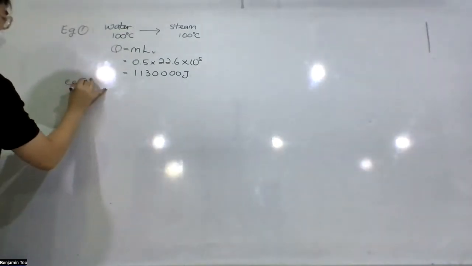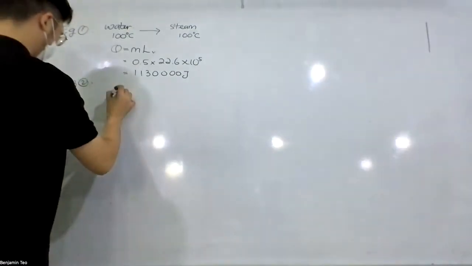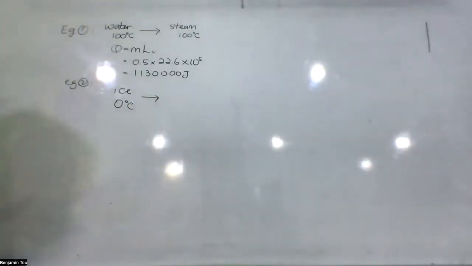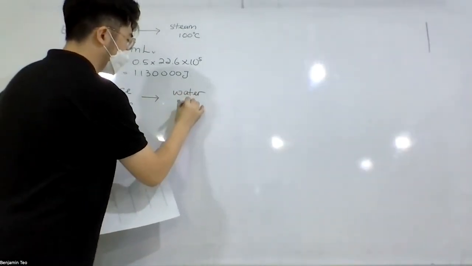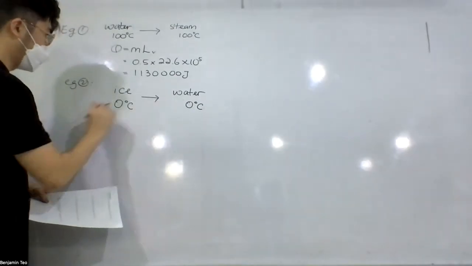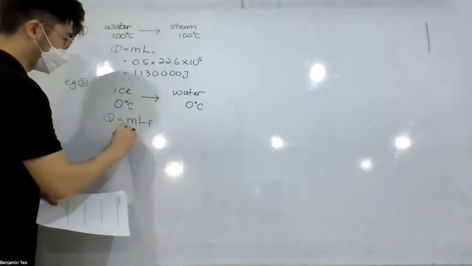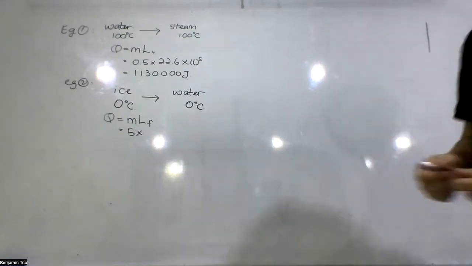Okay, example two. How much heat energy is needed to change 5 kg of ice to water? Okay, ice, zero, to water. No temperature change. So Q = mL at 5 kg. LF of, come on, ice.